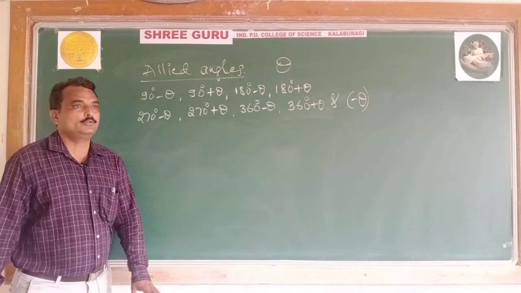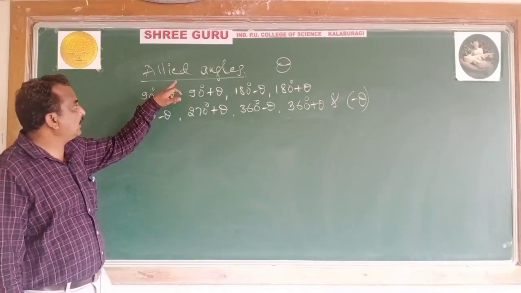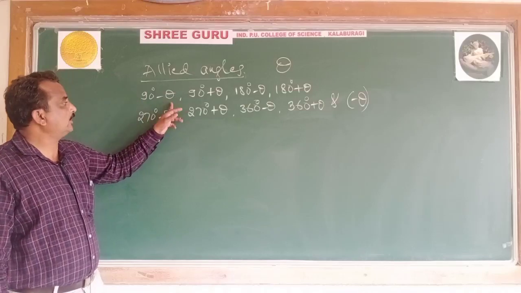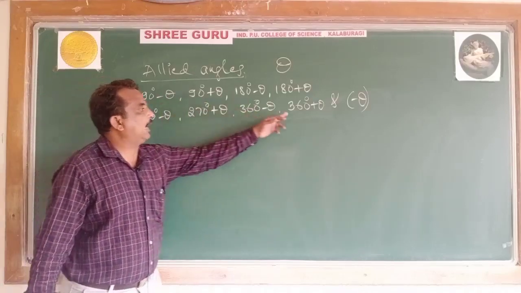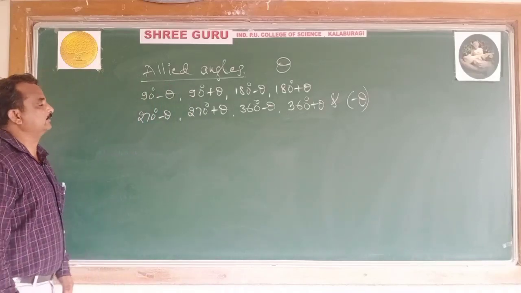Students, now you have to study these 9 angles in the allied angles section. There are 9 allied angles here, and you have to study all of them.